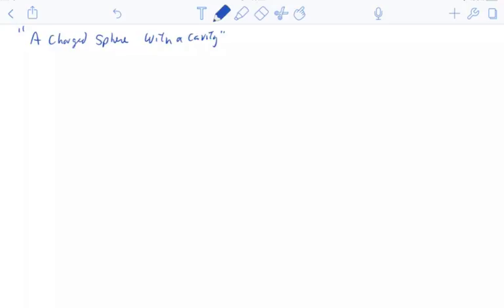Assignments. Oh, come on, you're so slow. Charged sphere with a cavity. Let's go.